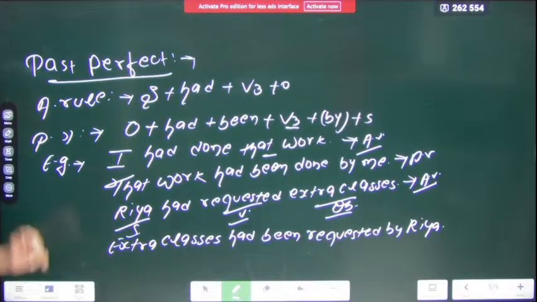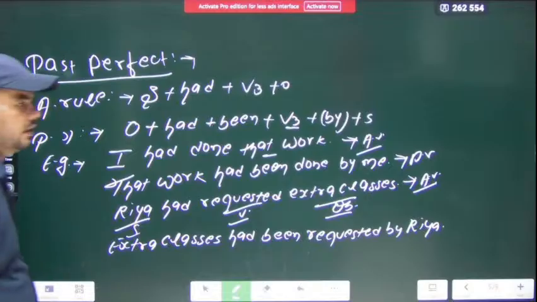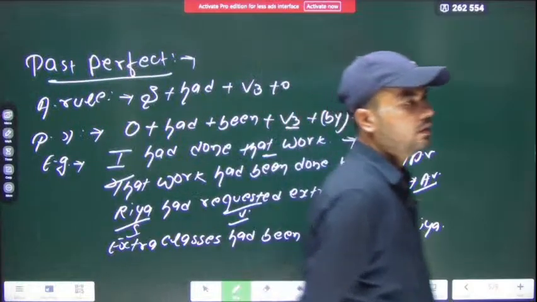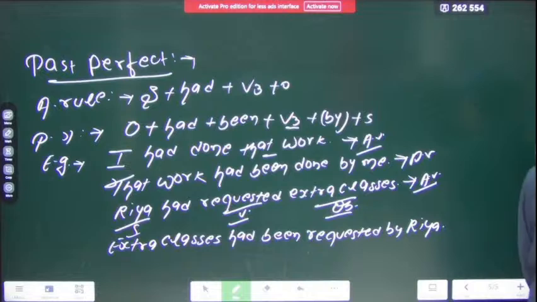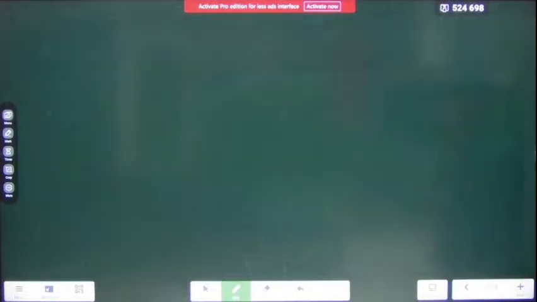We can also write some extra classes had been requested by Riya, if some is mentioned in the beginning. Got it? So past perfect is over. Now we will study simple future and future perfect, and some parts of passive will be left that we will study tomorrow.